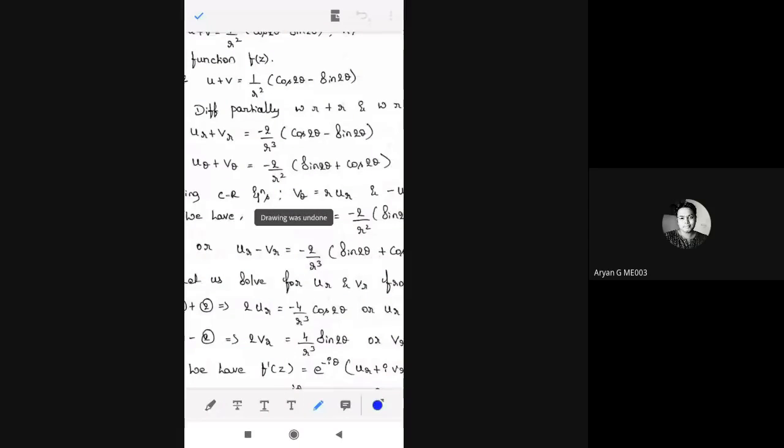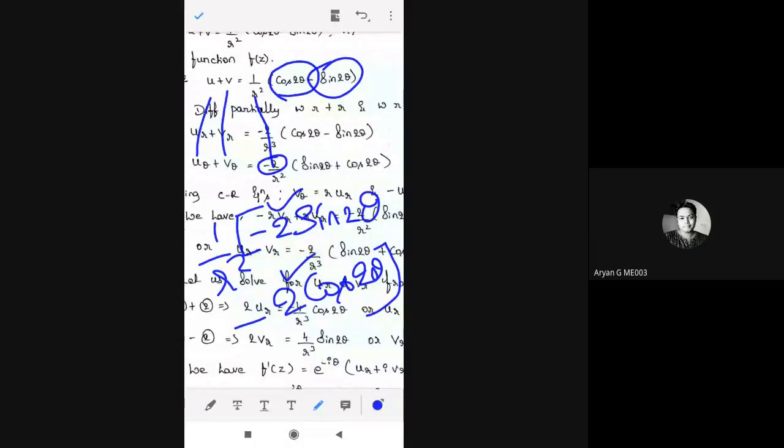Next, with respect to theta, u theta plus v theta is equal to 1 by r square, which is constant. So you just write 1 by r square, that minus 2 I'll tell how you got. Now I'll write here, so you can copy this. Cos 2 theta differentiation: cos ax differentiation is minus a sin ax, so minus 2 sin 2 theta. Next, minus sin 2 theta differentiation is 2 cos 2 theta. So what is common? Minus 2 is common.